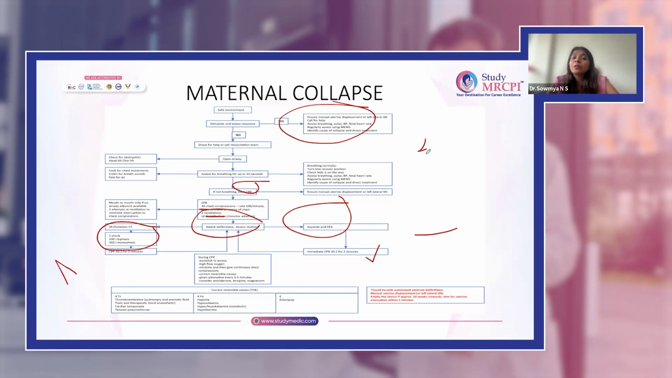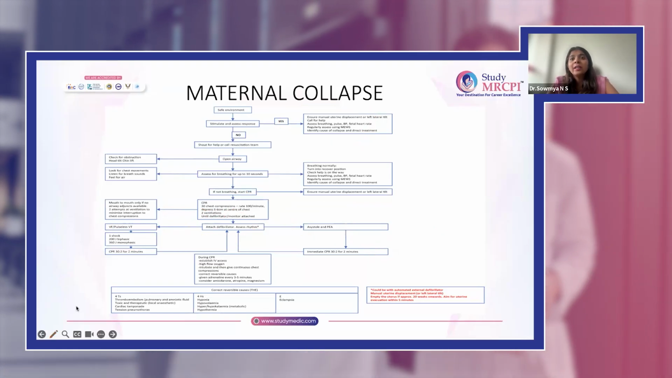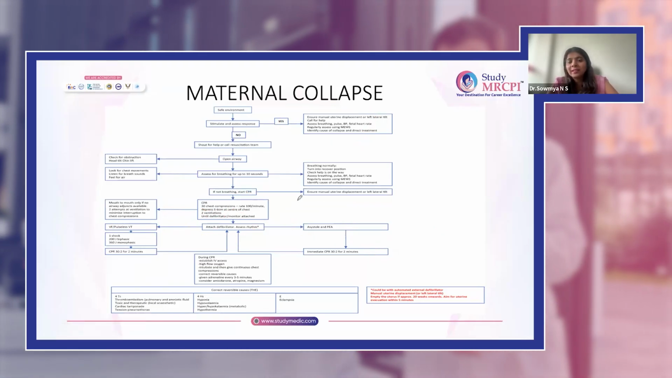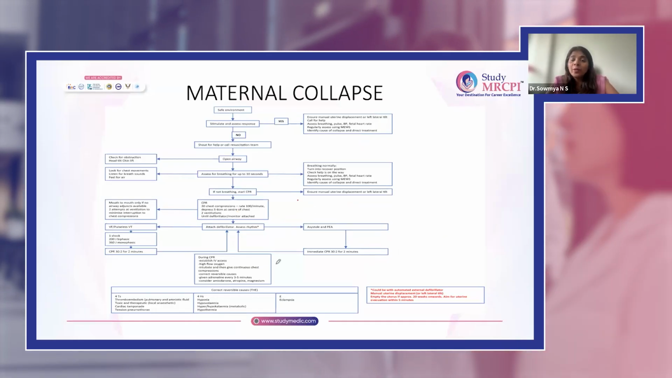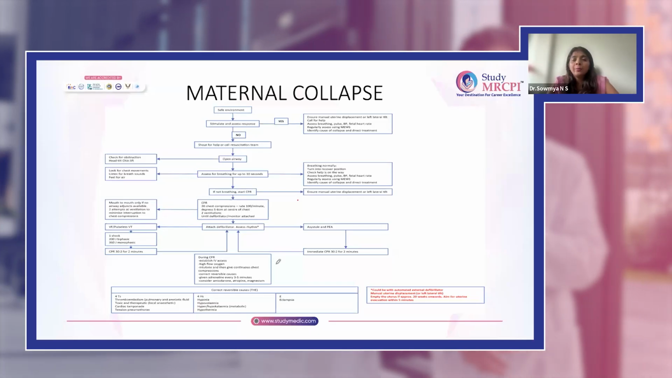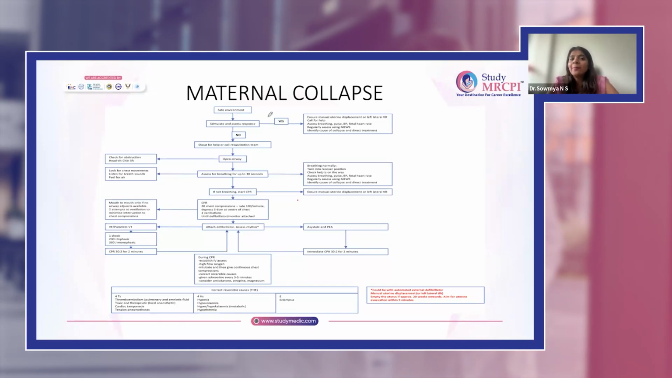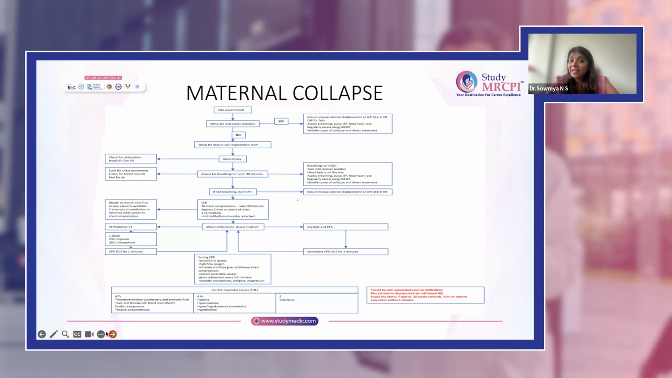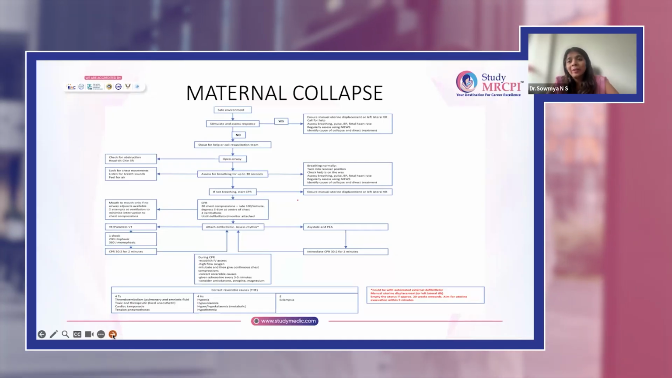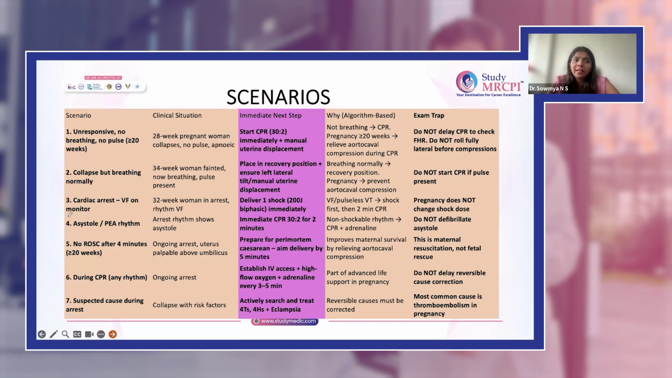Once it crosses 4 minutes, you are going to do a perimortem cesarean section, taking out the baby and making sure that the resuscitation becomes effective. Of course, once the woman recovers, then debrief, documentation, incident reporting, all those things come to the picture. So your exam point is what to do when. This is an extremely important SBA which you would be getting, which I will be discussing in the coming slides. So let's look into the scenarios.